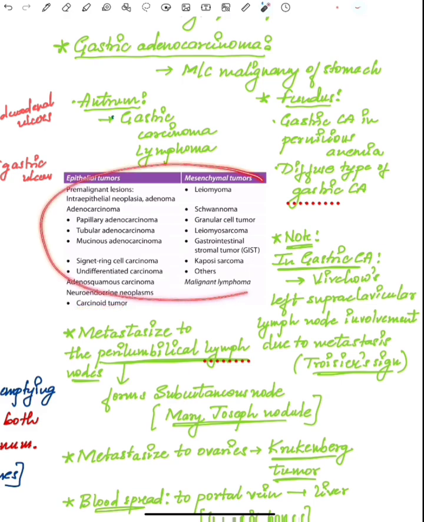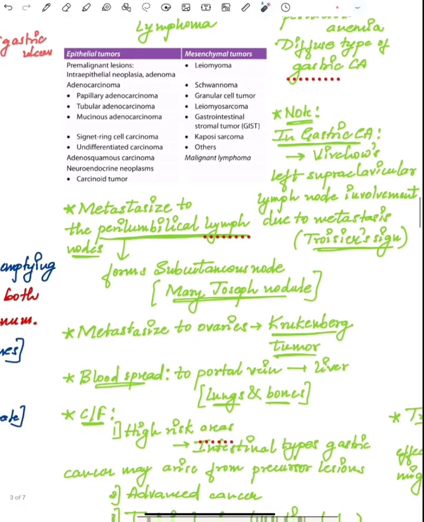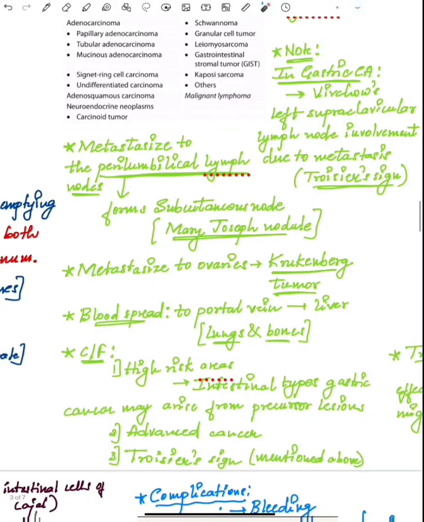These are the different types of epithelial and mesenchymal tumors in gastric adenocarcinoma. Now coming to spread, it may metastasize to the periumbilical lymph node and form a subcutaneous nodule. This node is known as Mary Joseph nodule, or it may metastasize to the ovaries. It is known as Krukenberg tumors. Blood spread, it may go to the portal veins and next to the liver, lungs and bones are affected.